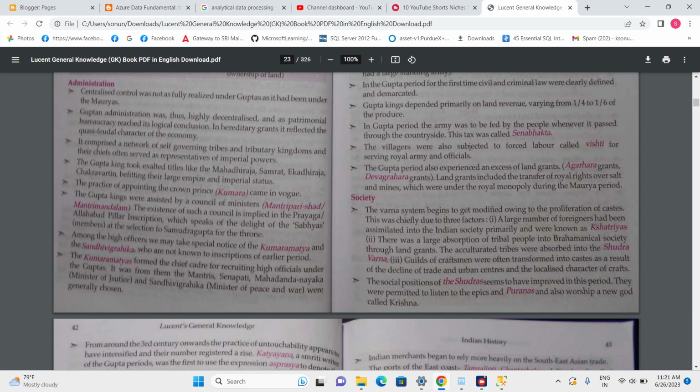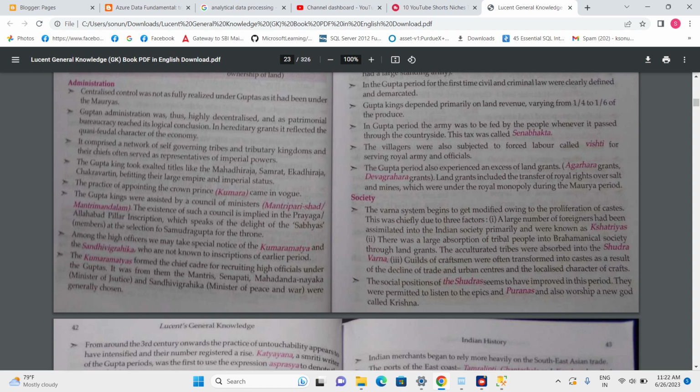So this is the only important point I have found. Who was the first Sandhi Vigrahika? So Hari Sena under Samudragupta. So this officer, this position, was started at the time of Samudragupta only.